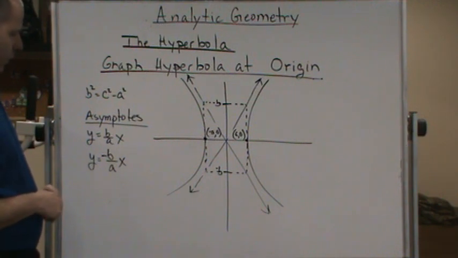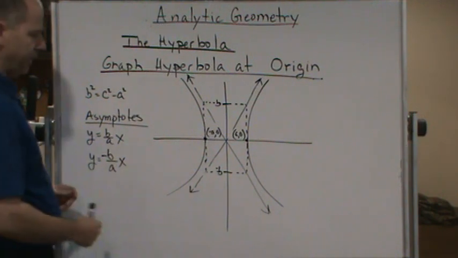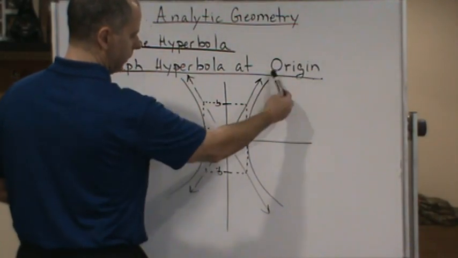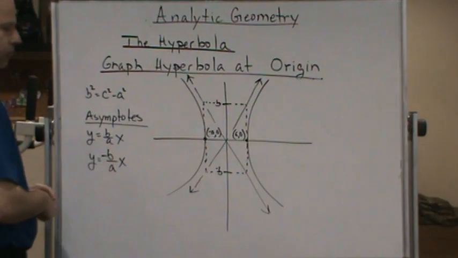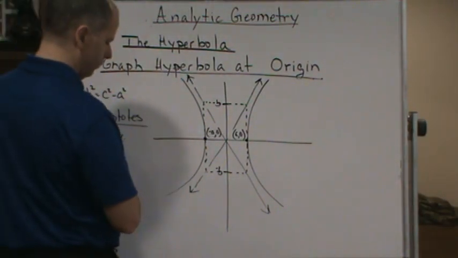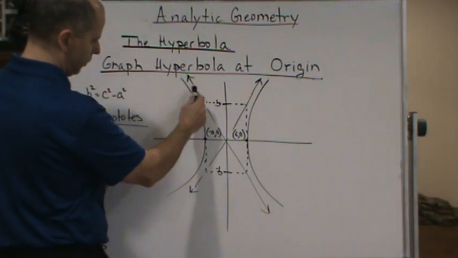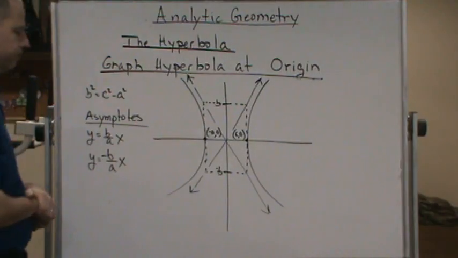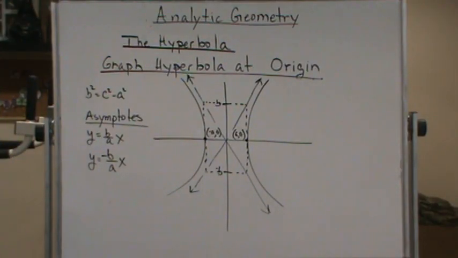And so you'll have two asymptotes that tell you where the limits of the hyperbola are. Again, it will never cross these two oblique asymptotes. Just make sure that's one of the characteristics.